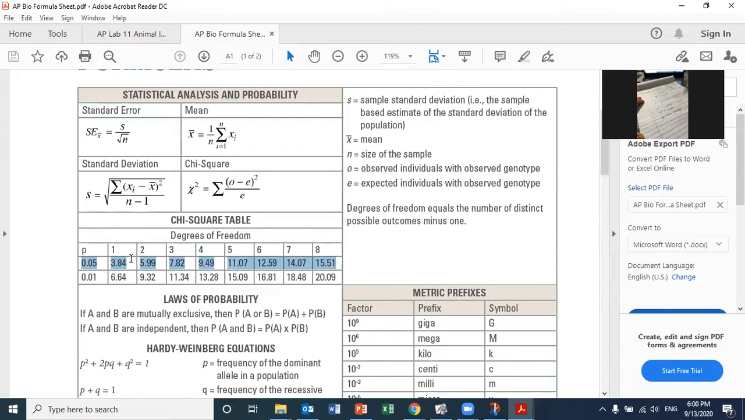But we're always going to use this row. Now, if you look across this row, there's multiple degrees of freedom. 1, 2, 3, 4, 5, 6, 7, 8. Technically, it goes on for a lot longer, but in bio, we'll never really hit more than 8. So you don't have to worry about that.